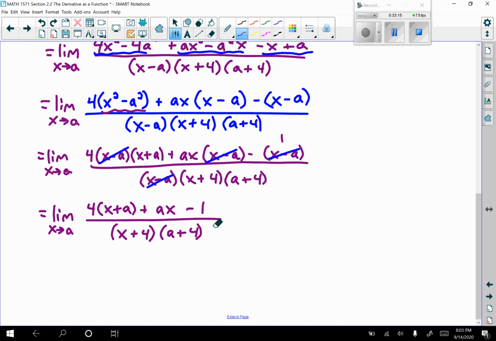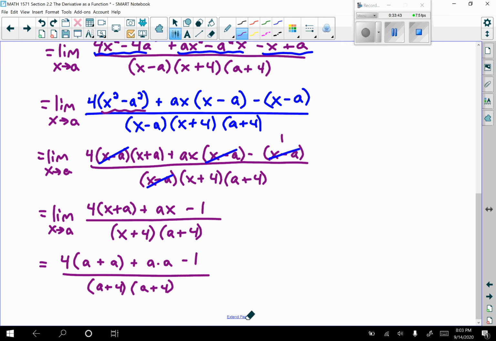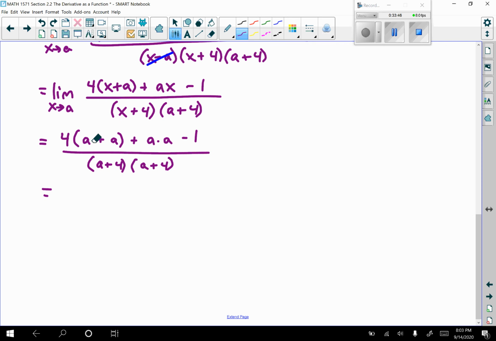Like I said, the factoring is a little bit crazy here. Now all I have to do is replace my x's. x is approaching a, getting closer and closer to a, so I can substitute a's in everywhere. So I no longer need the limit notation. This becomes 4 times a plus a, plus a times a, so all my x's are turning into a's, minus 1. And our denominator, x plus 4, becomes a plus 4, and then we have another a plus 4. So what we have here is 4 times 2a, so we get 8a plus a squared minus 1 over the quantity a plus 4 squared.